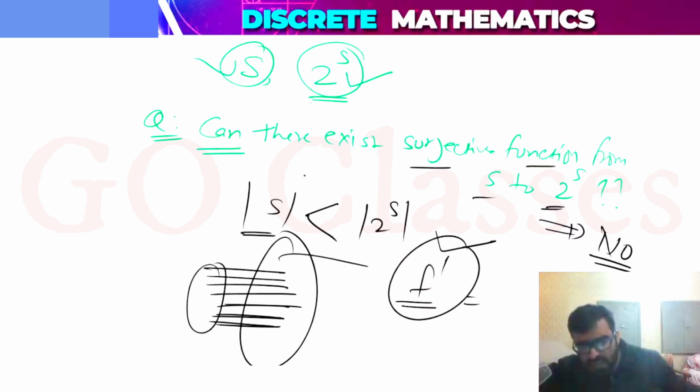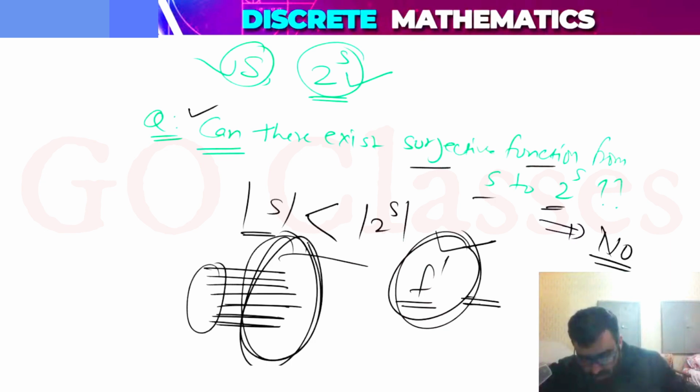Anyway, this type of question can be made. In our proof, we created f dash from this set, which was not covered. Similarly, you can do this. This type of question they can ask you: can there exist a surjective function from S to 2 power S? Can we say something regarding an infinite subset with infinite elements of an uncountable set?